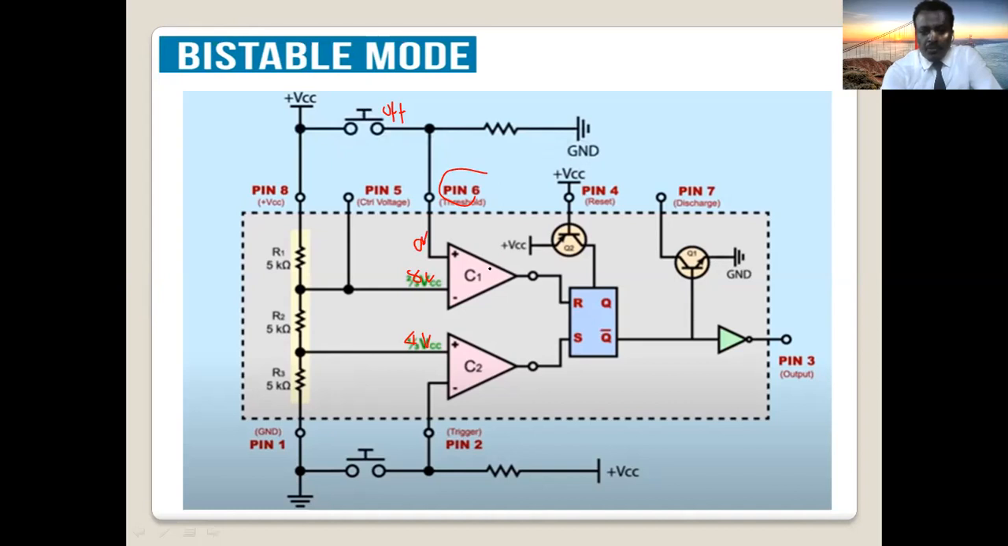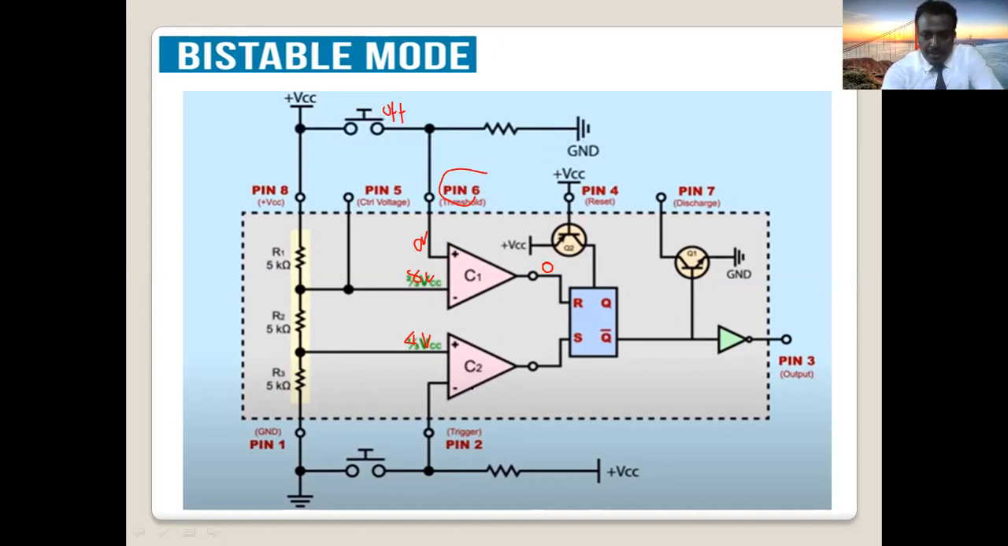So what will be the output of comparator C1? Two inputs. Which one is larger? The positive is 0, negative is 8. So which one is larger? Sorry, the negative is larger than the positive. In this case, output will be 0 for the comparator C1.